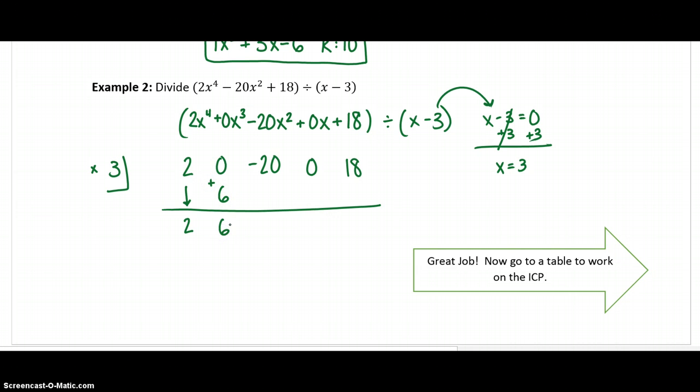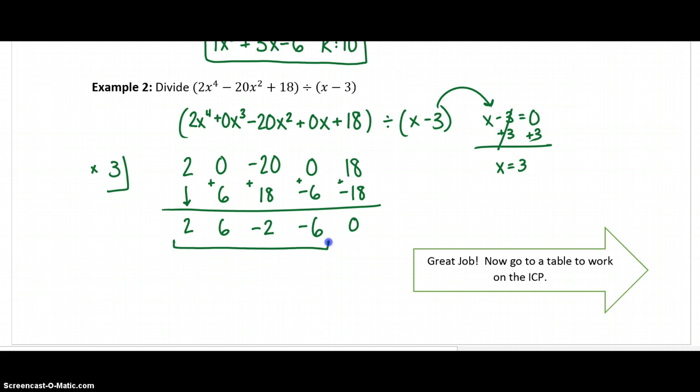0 plus 6 is 6. 6 times 3 is 18. Negative 20 plus 18 is negative 2. Negative 2 times 3 is negative 6. 0 plus negative 6 is negative 6. And negative 6 times 3 is negative 18. 18 plus negative 18 is 0.